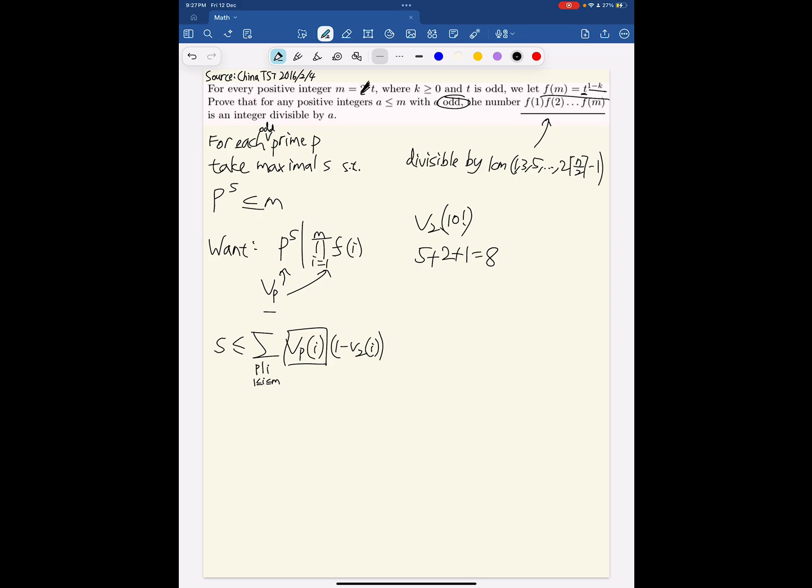But how does this work? Well, essentially, you're trying to find v2 of this. So you're summing up from I equals 1 to 10 of v2 of I. Then what you do here is you can change that to the sum of, actually no, I'll just do it this way. So you'll write it as this.